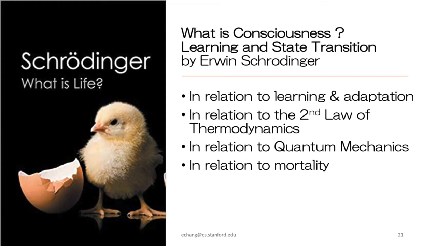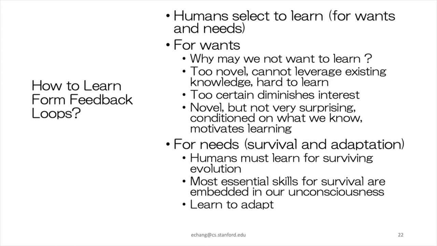So humans select what to learn. When we want to learn something, we learn for two purposes. We learn for wants, or we learn for needs, right? Needs are basic survival requirements, like eating, cooking. Or we want to find water, right? We want to learn how to dig a well. Those are for needs, not optional. For needs, we talk about survival or adaptation, and humans must learn to survive.